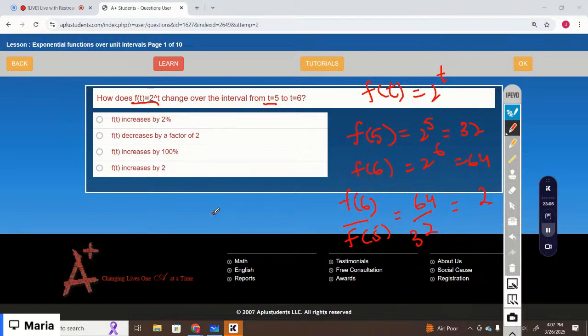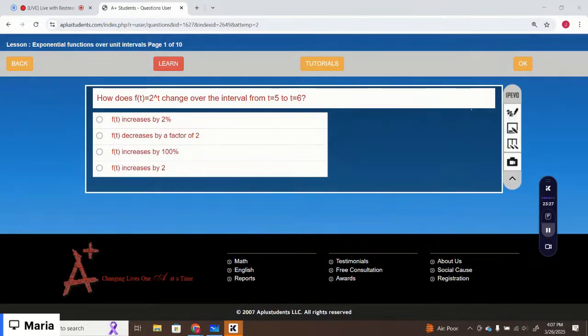So that is 2 times f of 5 equals f of 6, right? Because 2 times 32 is 64. So that means the function is increasing by a factor of 2, but you are not given the correct option. The correct option is the function increases by a factor of 2. Hold on, let me just see the options.